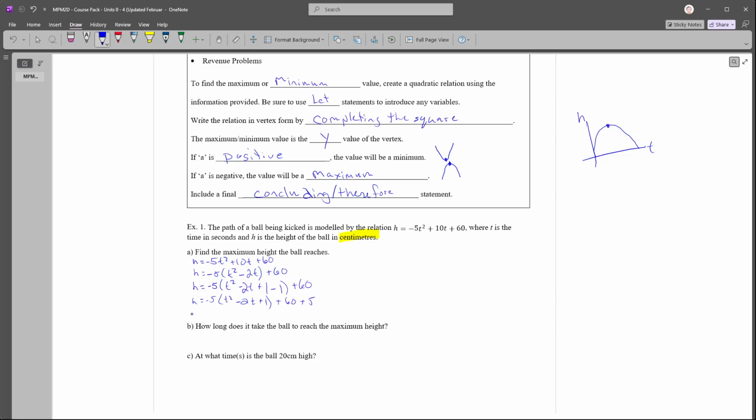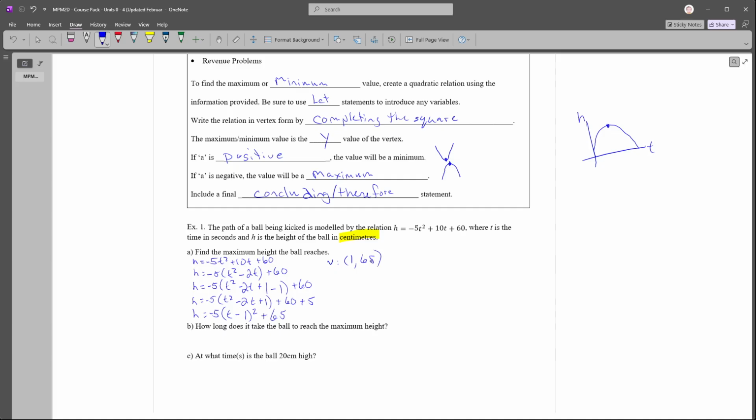So what do we end up with here? We have h is equal to the negative 5 gets left alone. And now we have a perfect square trinomial inside. So we take the square root of the first term, we take the sign of the second term, and then we take the square root of the third term, which is just 1. And that whole thing becomes squared. And then on the outside we have our plus 65. So from this, we can see that our vertex is h, k. h is 1, and k is 65.